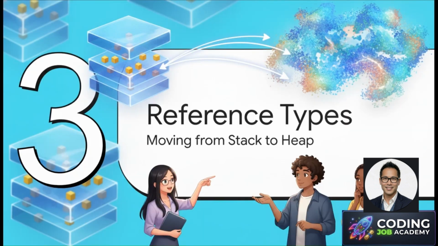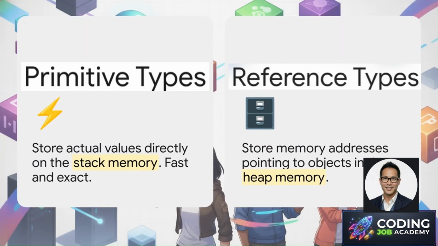Welcome to Section 3, Reference Types and Memory. It is time to move from the stack memory to the heap memory. So up until now, the Java primitive data types we just covered store their exact values directly inside the primitive variable. But now we transition to something a bit more complex and talk about using reference types.